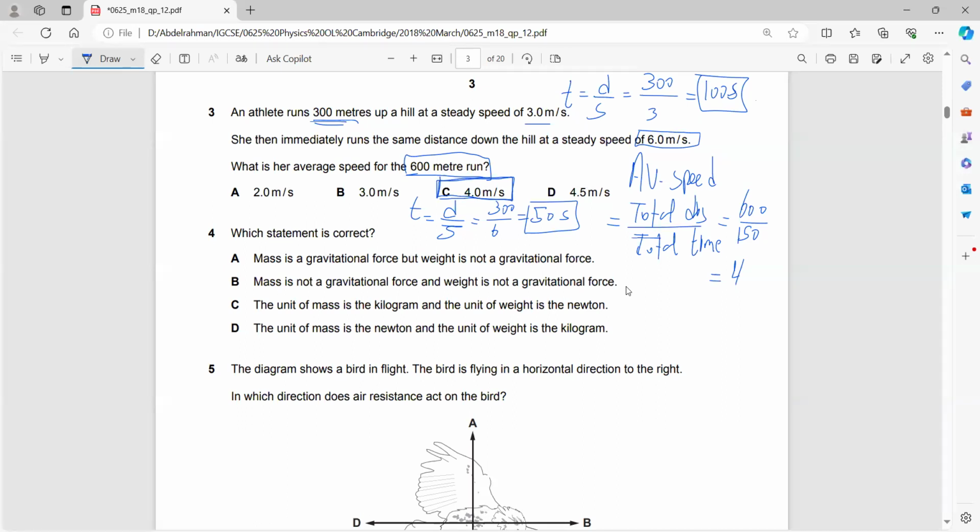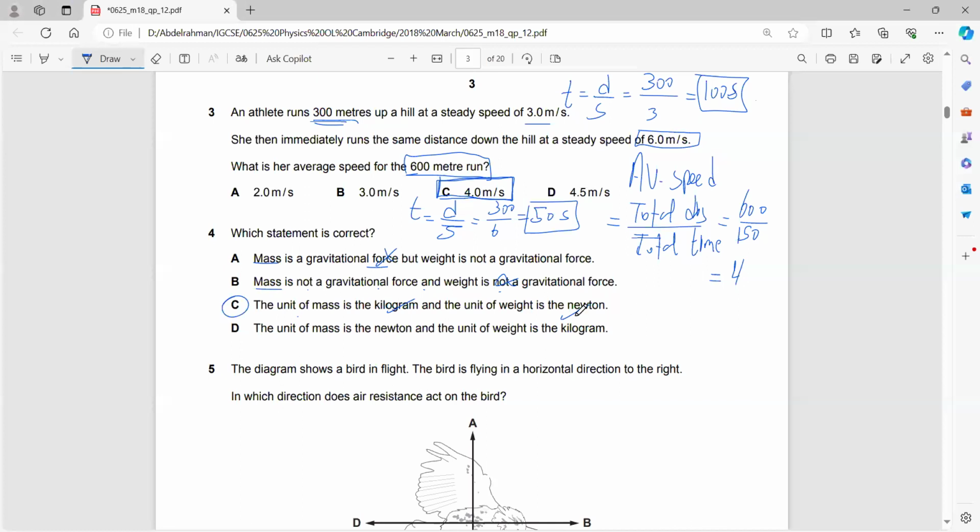This is how you solve this type of question. You need to find the total time and the total distance. Which statement is correct? Mass is a gravitational force? No, mass is not a force. Weight is a gravitational force. The unit of mass is kilogram. The unit of weight is the Newton. Yes, this is definitely right.